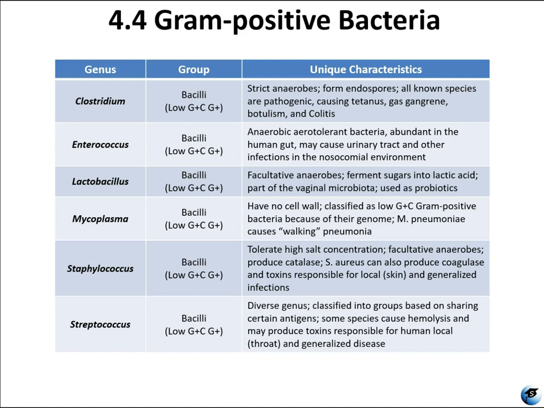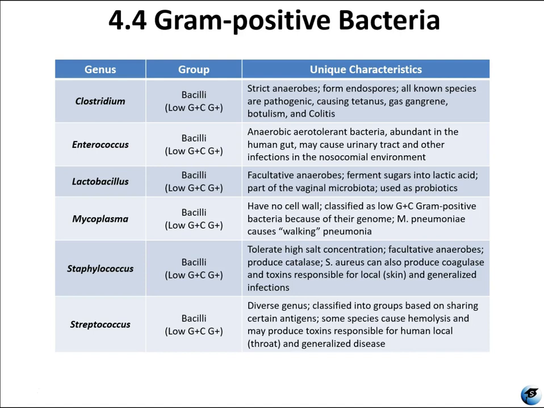Lactobacilli is a low GC, gram-positive bacilli. Lactobacillus are facultative anaerobes, and they ferment sugars. They are normal flora of the vaginal microbiota, and they are used as probiotics. They're also used in the fermentation of certain food items. They're used to make yogurt, for example. Mycoplasma is a low GC gram-positive bacilli, and these are kind of unique because they have no cell wall, but they're classified as low GC gram-positive because of their genome. And one species, Mycoplasma pneumoniae, is the causative agent of walking pneumonia.